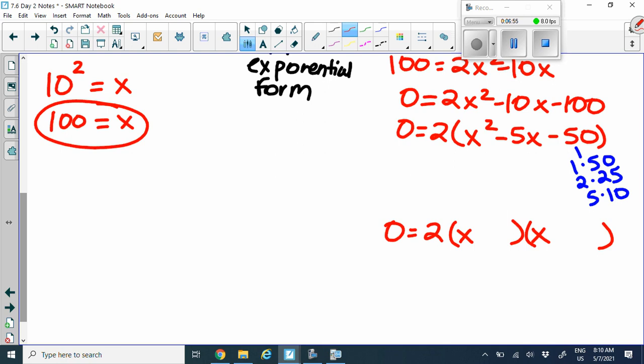Well, the only pair I can see that will work to add up or subtract to the negative 5x is 5 and 10. Now, to subtract to that negative 5x, I need to have a negative 10 and a positive 5. Now, I set my factors equal to 0 and solve. Remember, what's in the parentheses, these are our factors because they have the variable. The 2 is not a factor.